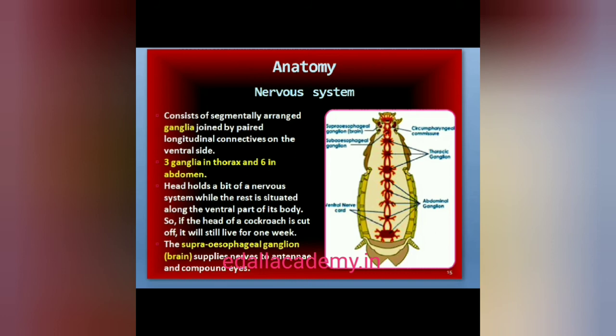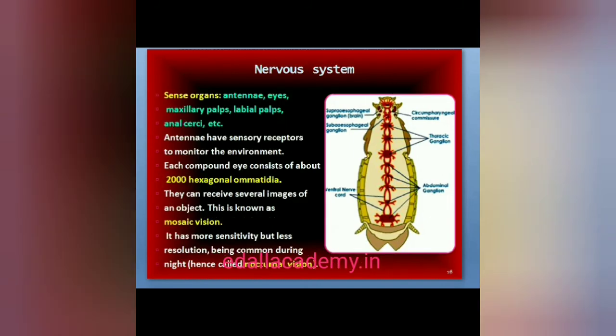In the head region, the brain is represented by supraesophageal ganglion which supplies nerves to antennae and compound eyes. In cockroach, the sense organs are antennae, eyes, maxillary palps, labial palps, anal cerci, etc. The compound eyes are situated at the dorsal surface of the head.